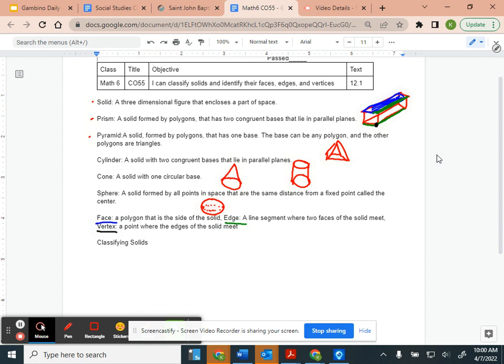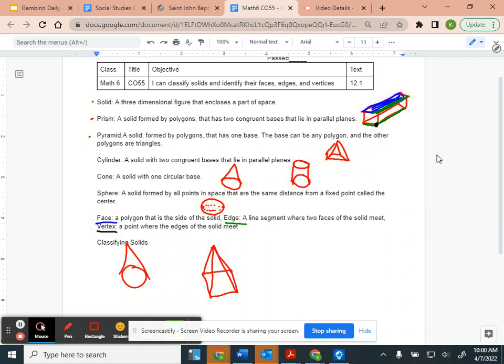All right, to classify our solids, I'm going to draw a solid up there, and you're going to have to tell me which one it is. Okay? It's not that complicated. All right, let's look at our first one. What is that? Tristan. It's a cone. It is a cone. Let's look at our next one. Oh, a prism.